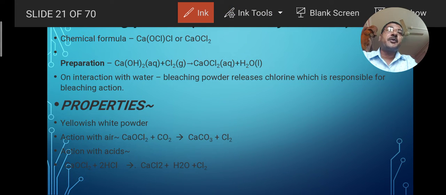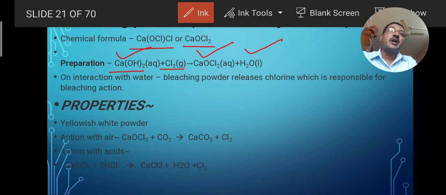For that, if you take the lime water, that is known as slaked lime or calcium hydroxide, and pass chlorine gas into the calcium hydroxide, then we get the bleaching powder along with water. This is the process for the preparation of the bleaching powder, which is known as calcium oxychloride. It can be written in this form also.